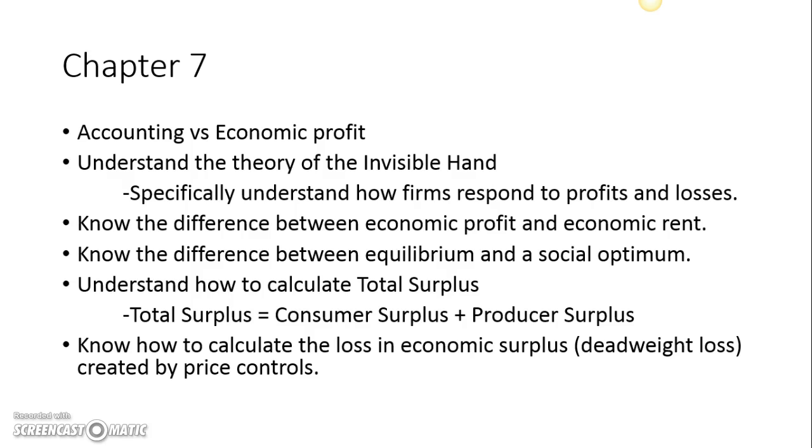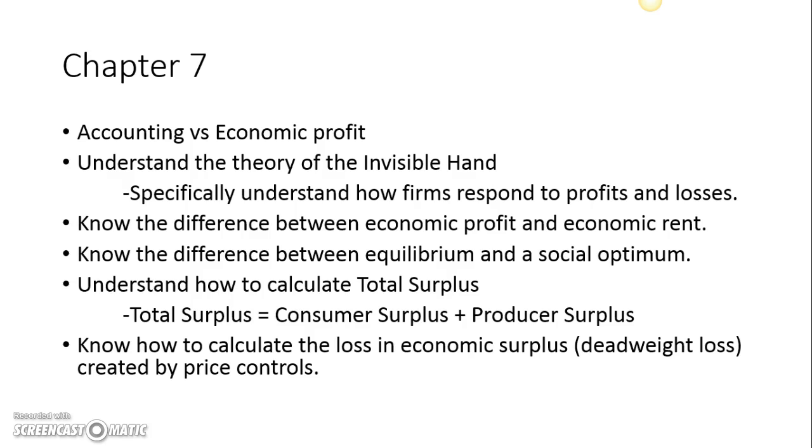So also understand the difference between economic profit and economic rent. That was sort of important. And the difference between an equilibrium and a social optimum. So this doesn't make too much difference once we're talking about goods without externalities and goods with perfect competition. Usually equilibrium is the social optimum. But once we got into Chapter 8 and Chapter 10 and Chapter 14, there was a difference. So equilibrium was not necessarily the social optimum, as we'll see in the further chapters.